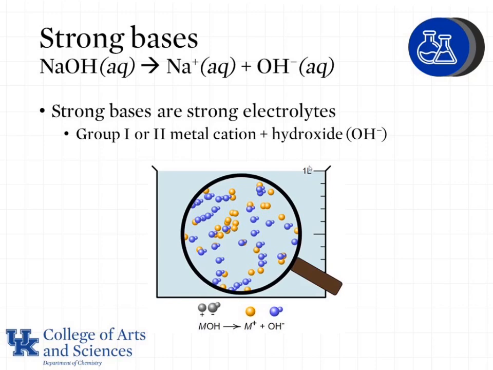Similar to a strong acid, we have strong bases, and strong bases are also considered strong electrolytes. Compounds that we will consider as strong bases are compounds formed from a group 1 or 2 metal cation and the hydroxide ion. Examples include NaOH, KOH, and Mg(OH)2. When we look at the molecular level, we see that all of the metal hydroxide molecules have completely dissociated. We have M+ and OH- ions present.